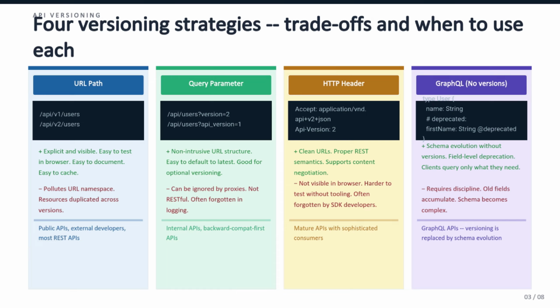Now third strategy, HTTP header versioning. HTTP means Hypertext Transfer Protocol, the communication protocol used by web APIs. In this approach, the version is sent inside request headers instead of the URL. For example, Accept: application/vnd.api+v2+json. Now technically speaking, this is considered the most REST correct approach because your URLs stay completely clean and version negotiation happens properly through headers. Very elegant design.